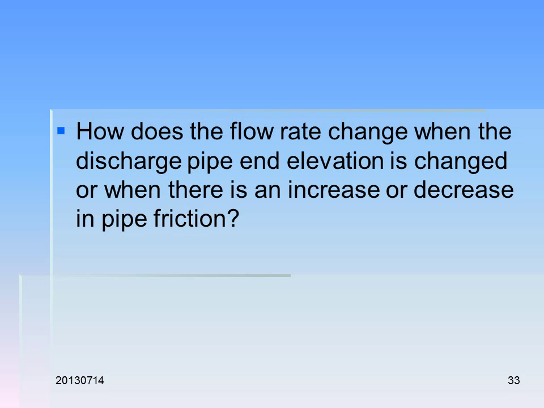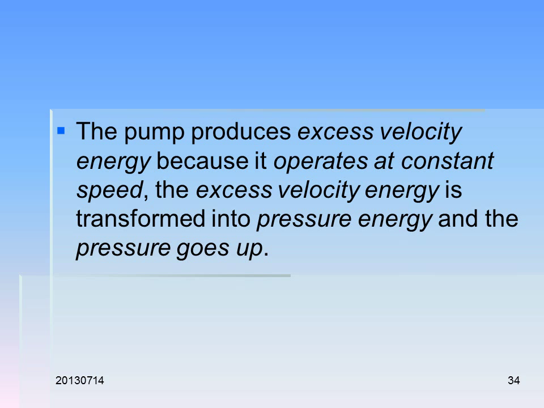So how does the flow rate change when the discharge pipe end elevation is changed, or when there is an increase or decrease in pressure? Well, the pump produces excess velocity energy because it operates at constant speed. We're assuming it's a constant speed pump. The excess velocity energy is transformed into pressure energy, and the pressure goes up.